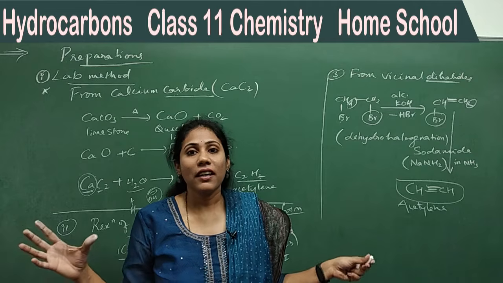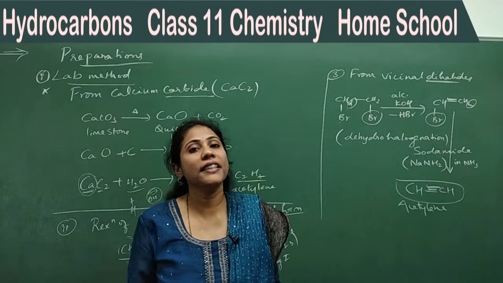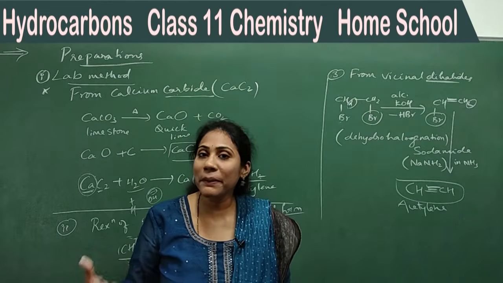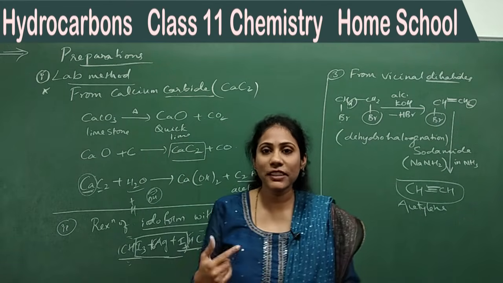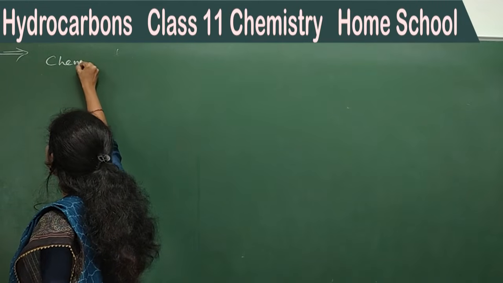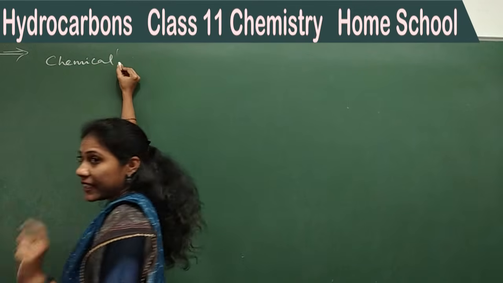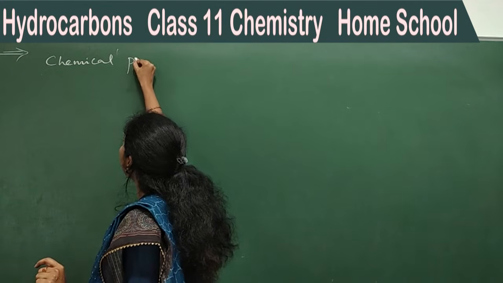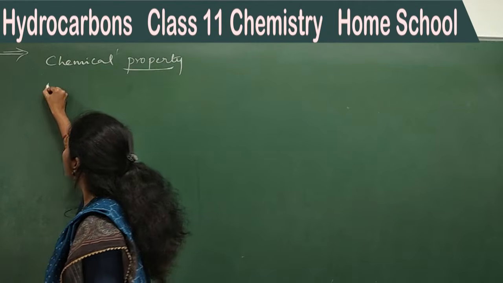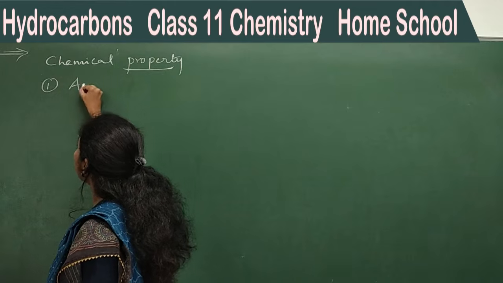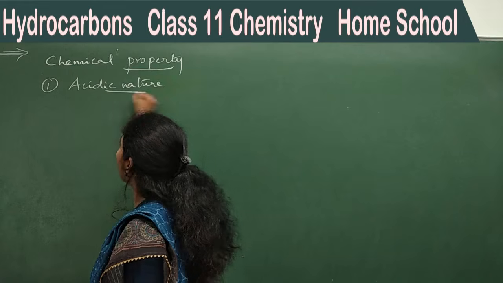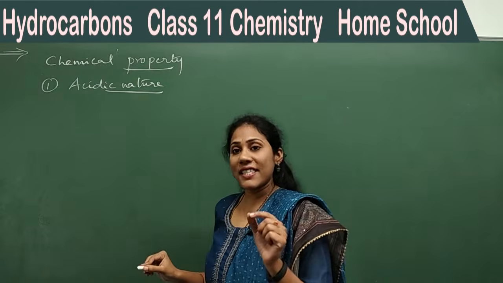So these are some of the major and important preparation methods of alkynes. Now let's talk about the chemical properties, the chemical reactions, one by one. Coming to chemical properties, the very first reaction that you have to be very careful about, and is very important, is the acidic nature of alkynes. So alkynes have acidic hydrogen.